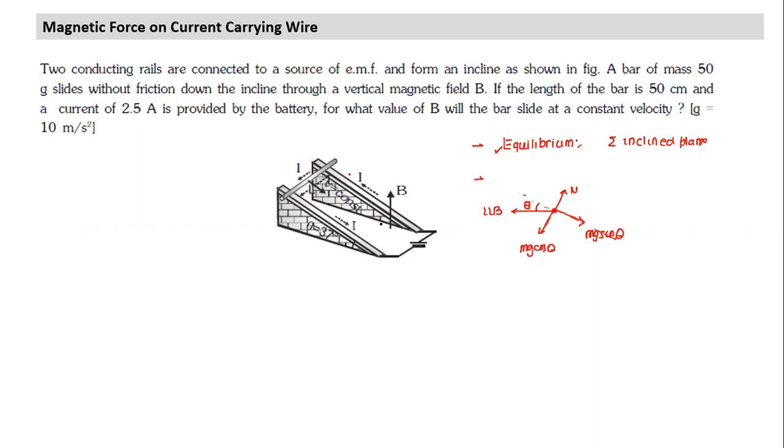What happens if B was perpendicular to the plane? Will the answer change if B is perpendicular to the plane? If B is perpendicular to the plane, still it is perpendicular to L. The only thing that will happen is the magnetic force will start acting along the plane. That will be ILB equal to mg sin theta. So these are two variants here, an easy application of this.